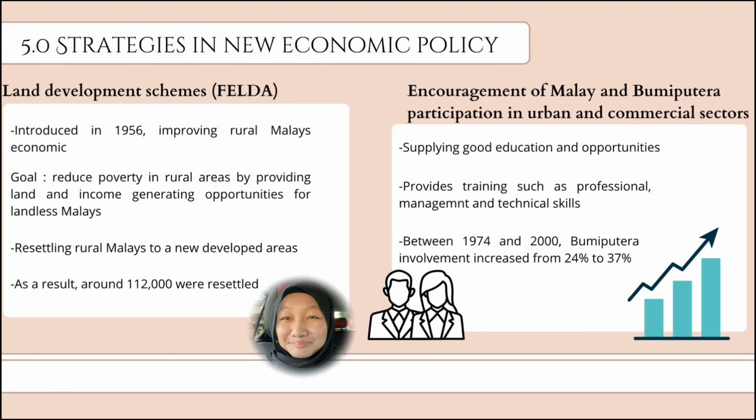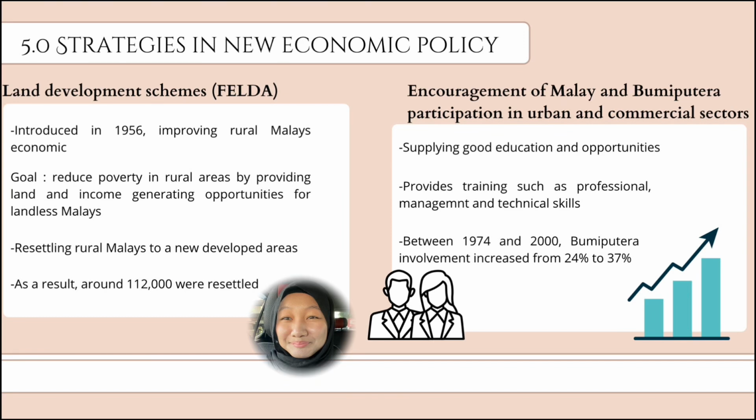And finally, we have the encouragement of Malay and Bumiputra participation in urban and commercial sectors. The government heavily supports the Malays and Bumiputra to involve themselves in urban and commercial sectors. First, the government will supply them with good education and opportunities that they previously had no access to. The government then provides training such as professional, management, and technical skills. By doing this, human resources from Malays and Bumiputra can be increased.